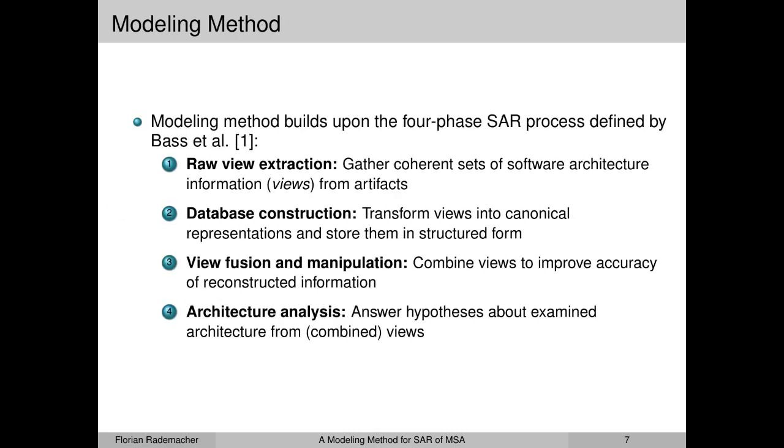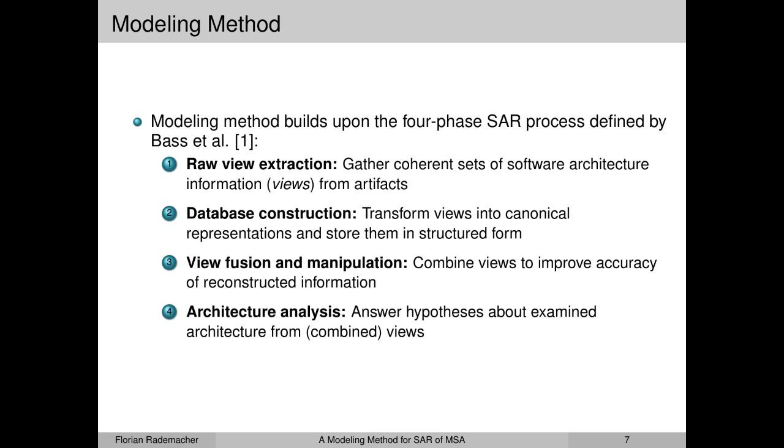So our modeling method builds up on the four-phase SAR process defined by Bass et al. In the first phase, the raw view extraction, coherent sets of software architecture information, or short views, are gathered from input artifacts. These input artifacts can be any artifacts that are related to the software architecture to be reconstructed, like, for example, source code, configuration files, build scripts, but also documentation that lies on a higher level of abstraction.